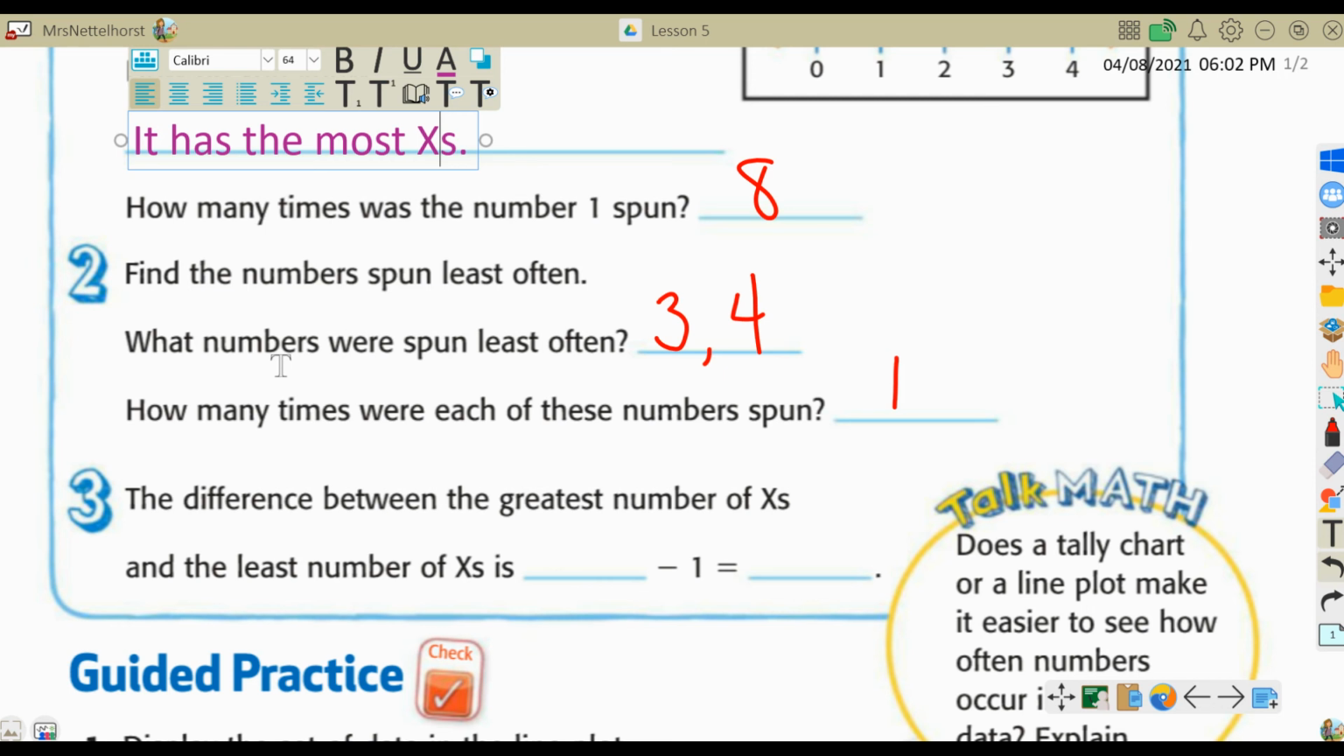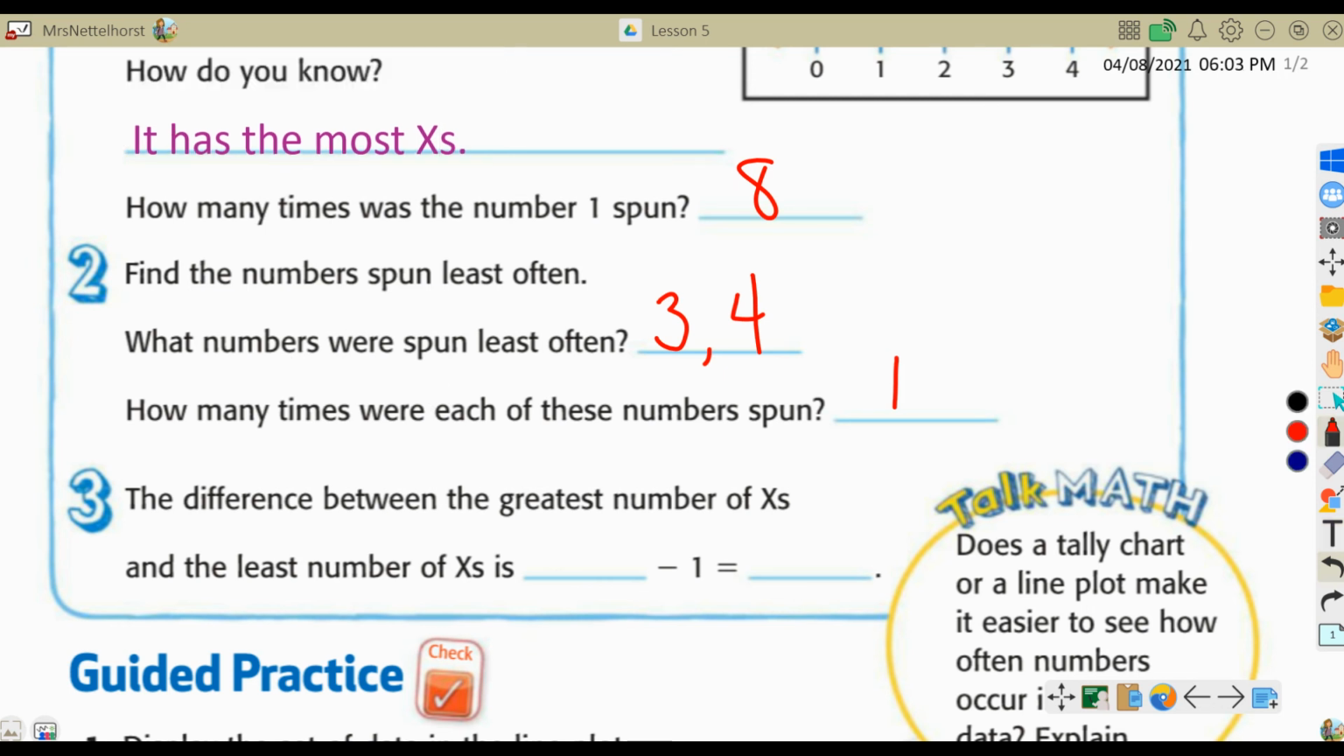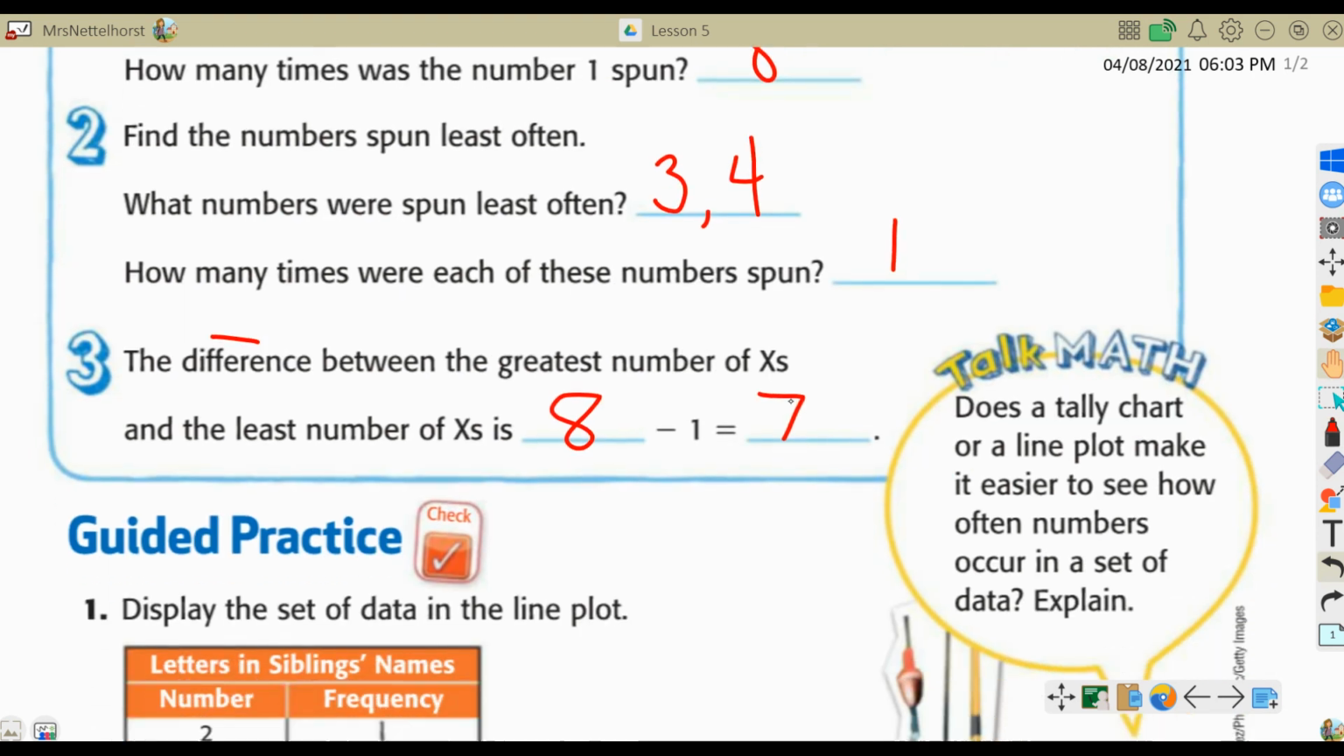and the least number of x's is, so the greatest number of x's is 8 minus 1, which is 7. So the difference is 7. Remember, when you see the word difference, you know they're going to want you to subtract. Okay? That's going to be important because you'll come across the word difference a lot on graphing questions.